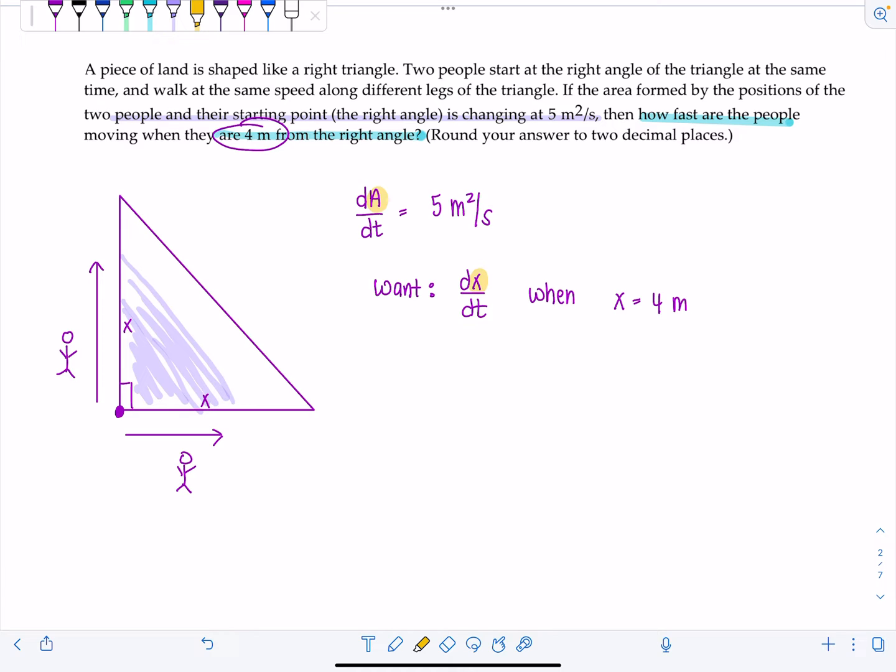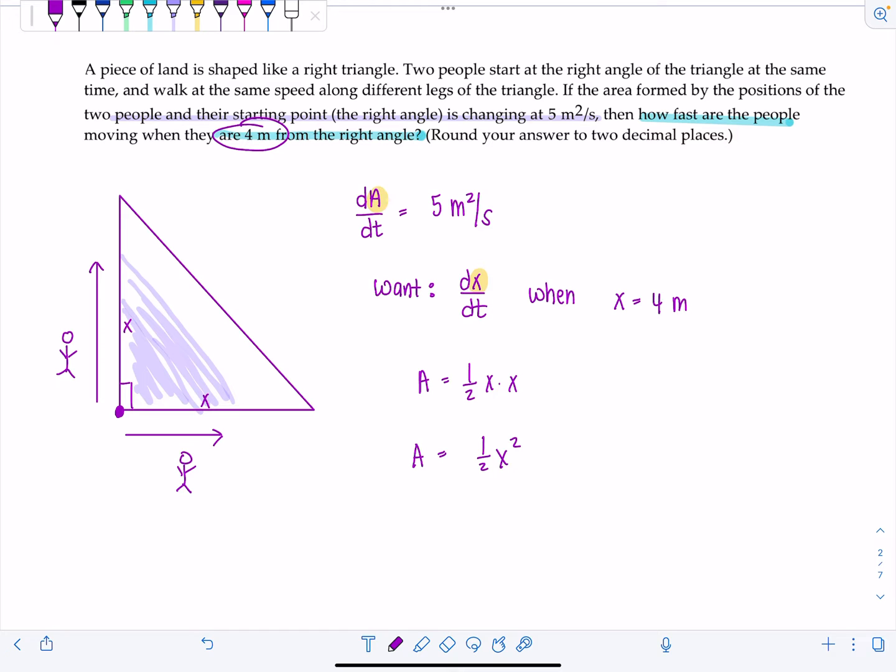Well, yeah, we know the formula for the area of a triangle is 1/2 base times height. And in this case, since we have an equilateral triangle, both the base and height are x. So I can write area equals 1/2 base times height, or basically A is 1/2 x squared. Okay, great. So I've got an equation that relates my variables. That's why it's called related rates.